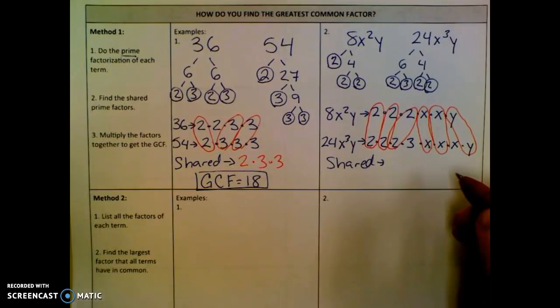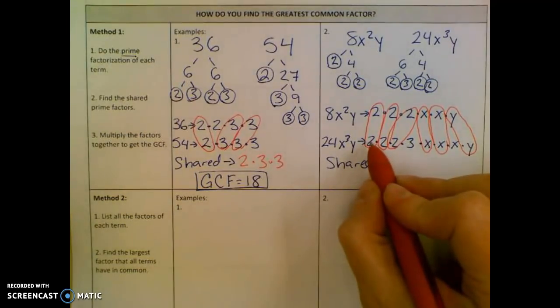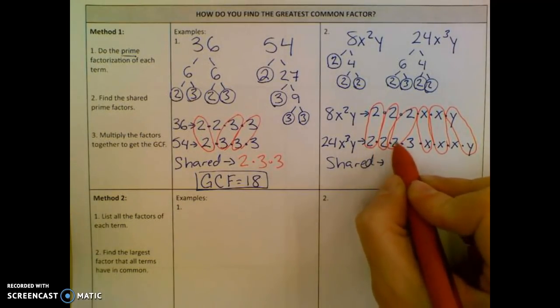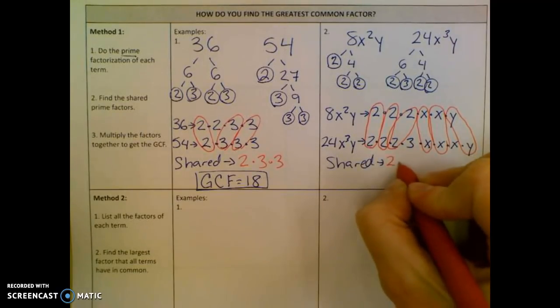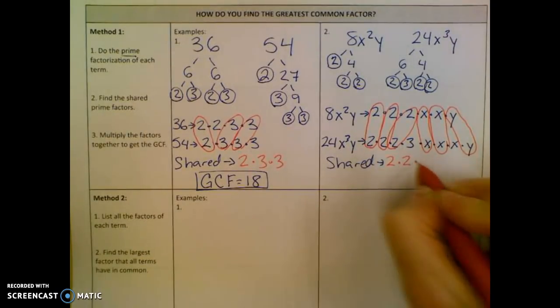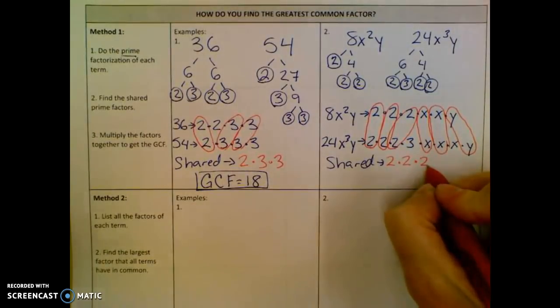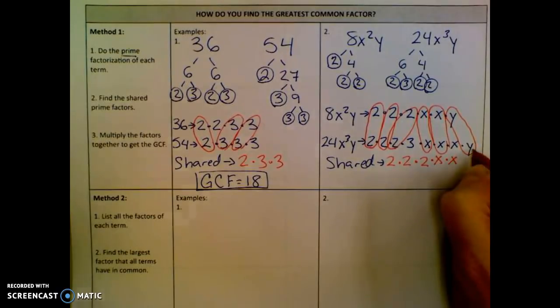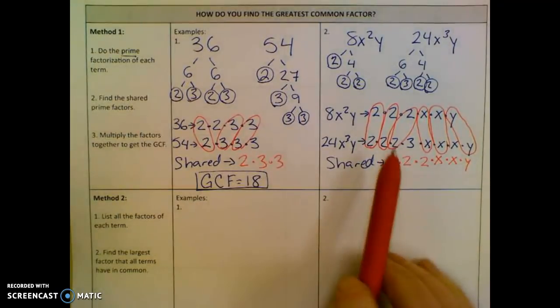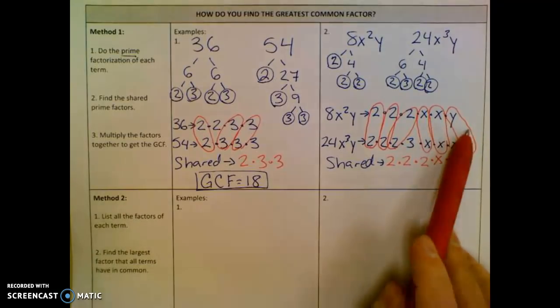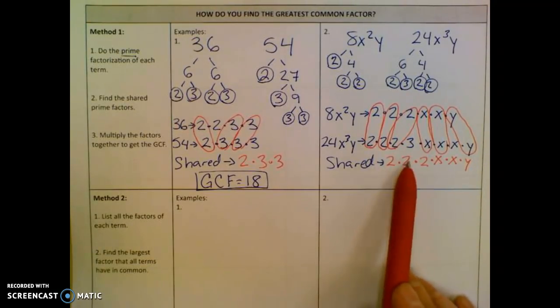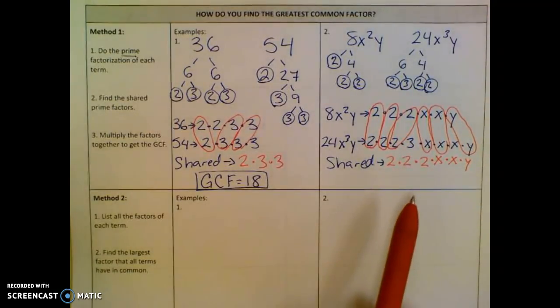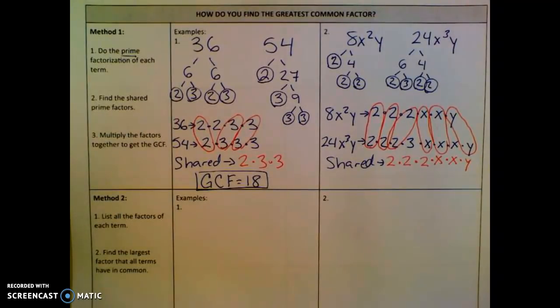And it might be helpful if you write these down as you circle them, but I can just go back and look. 2 times 2 times 2. So they share a set of 2's, another set of 2's, another set of 2's. They don't share 3's, and they share one set of x's, oh, 2 sets of x's, and 1 set of y's. So I have 1, 2, 3, 4, 5, 6 things circled. I have 1, 2, 3, 4, 5, 6 factors, so I know that I've got everything accounted for.